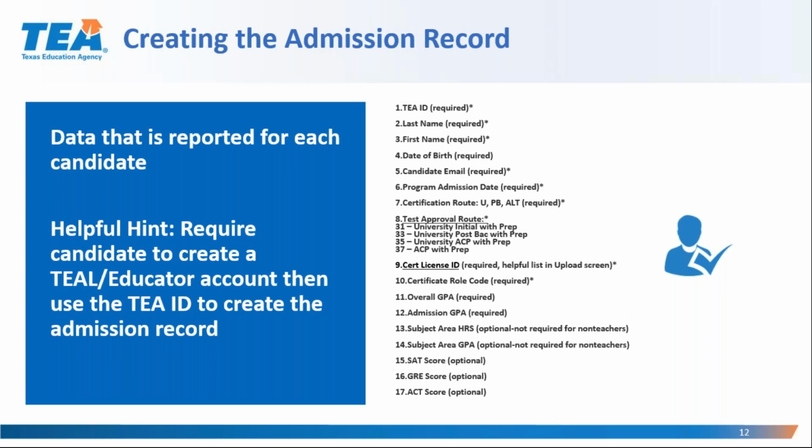TEA strongly encourages EPPs to require candidates to set up their own TEAL accounts and then provide the EPP with the TEA ID number to use when creating the admission record. This prevents some potentially problematic issues, such as multiple TEAL accounts created for one candidate, that will likely down the road interfere with that candidate's testing and certification.